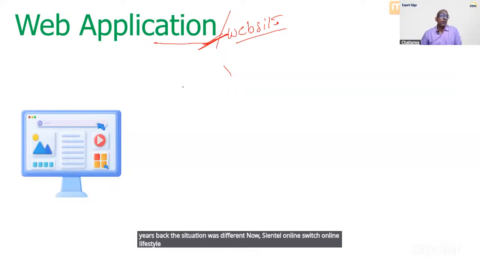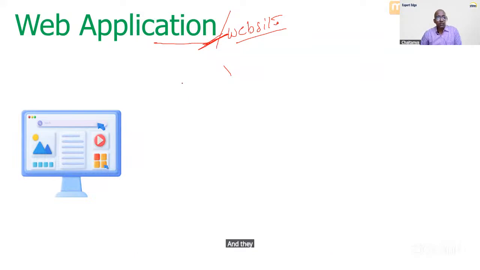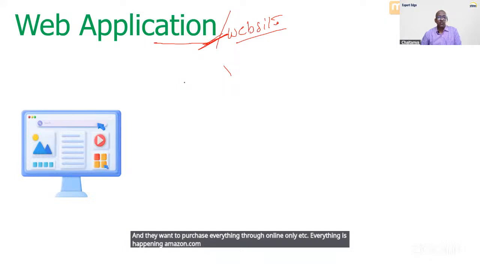Everyone is going to make online invoices or build online products, and they want to purchase everything online only. Everything is happening on Amazon.com, Flipkart.com, etc. So a website is very, very important. So how do we build these websites?